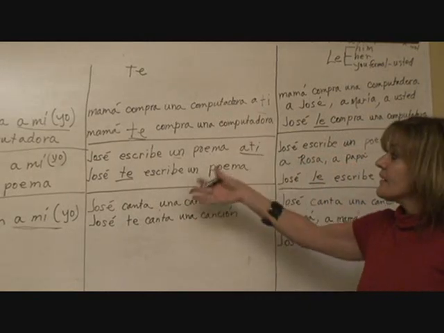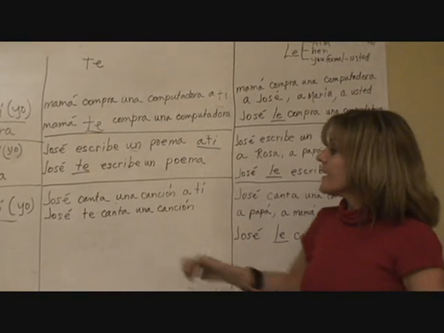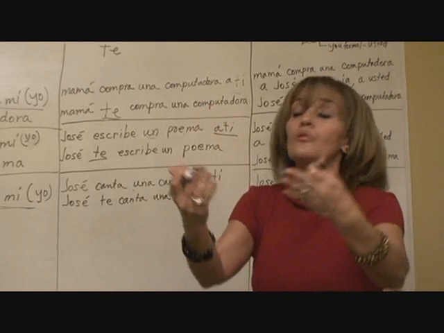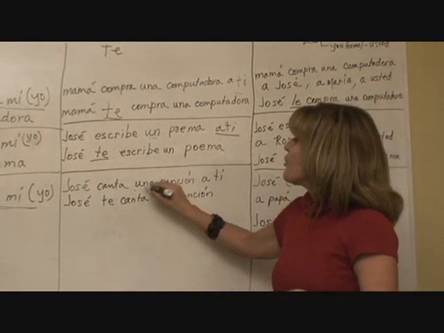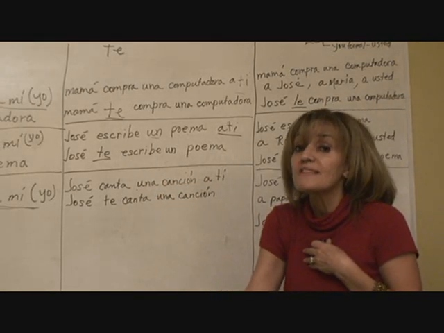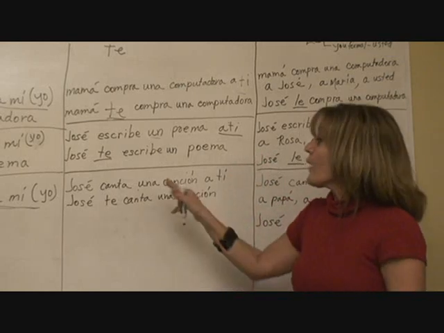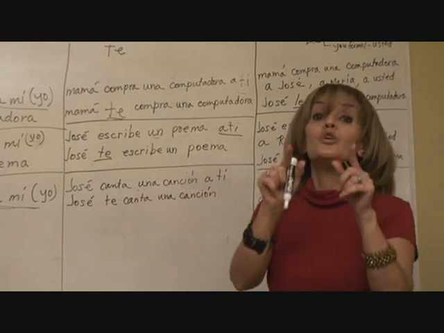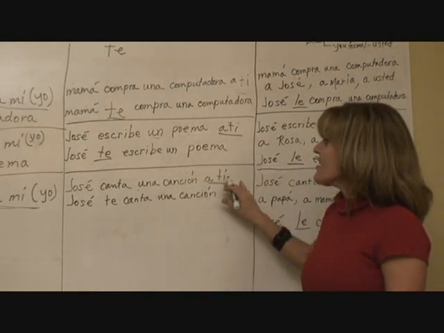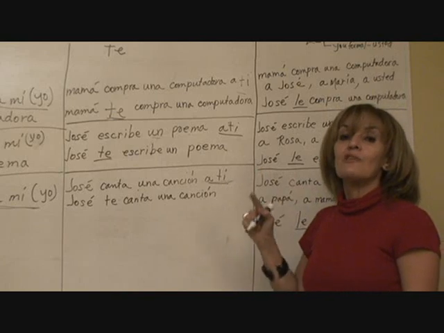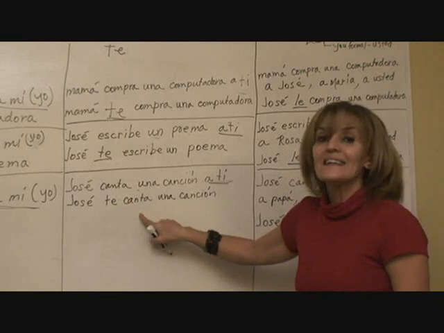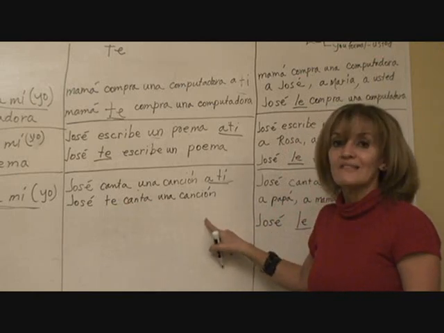I made some of these sentences kind of romantic, right? José sings a song for you, to you. So, una canción is the direct object. For whom is the action of singing being done? For you. Where is the song going? It's going to you. So this is the indirect object, and this is what the indirect object pronoun is going to replace. José te canta una canción.